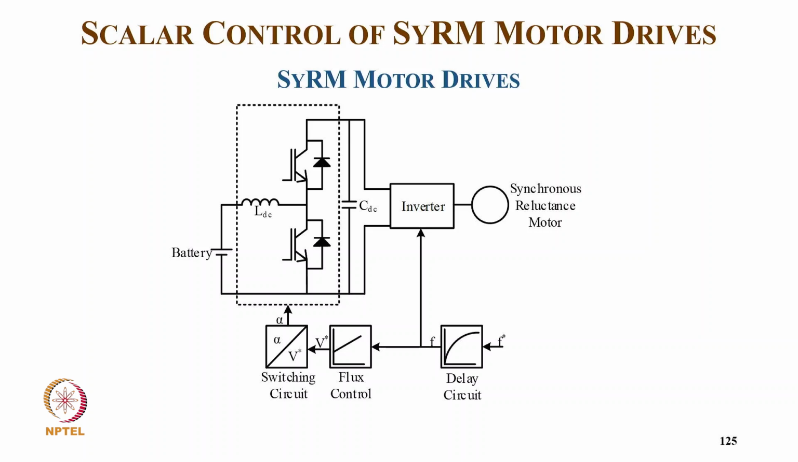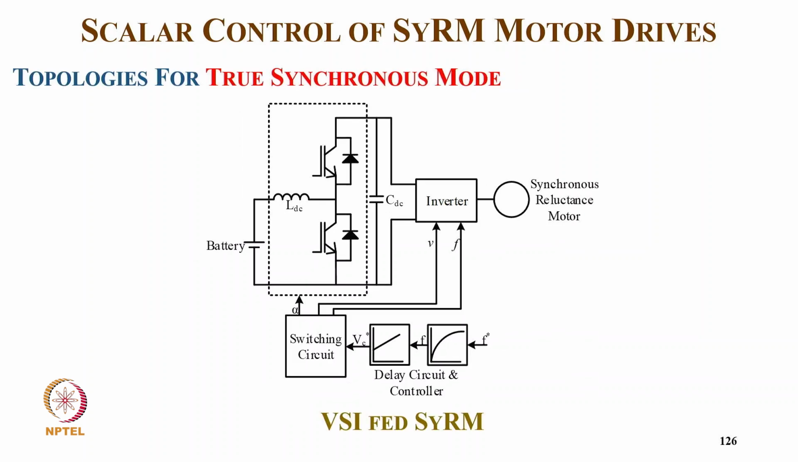So we have typically the battery with a buck boost converter, and we are controlling the frequency reference, and then we go through flux control and the switching circuit with the input as voltage. So this we give to the gating signal of this boost converter.